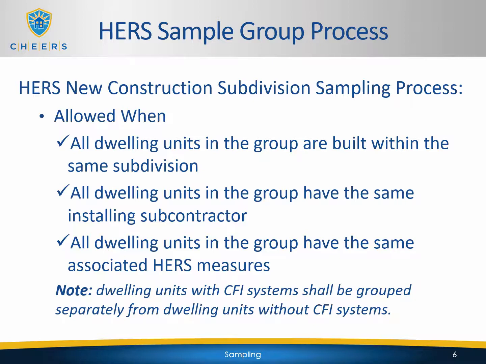Now, dwelling units with CFI systems, which are central fan integrated systems, shall be grouped separately from dwelling units without CFI systems. So they consider this a HERS measure, even though it really isn't. They're doing this just so that you don't avoid testing these dwellings with CFI systems, so that you have groups where you're testing all of them and they're grouped together, so that they are tested and not avoided.